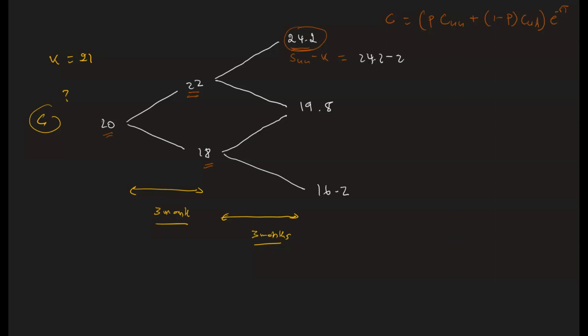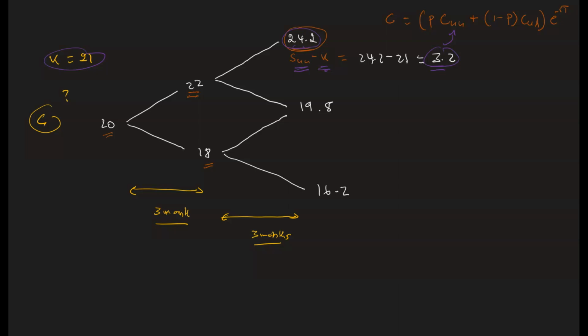24.2 minus 21. So our payoff here is essentially going to be equal to 3.2. I think that's what we have, right? 3.2. So our payoff here is going to be equal to 3.2, and the 3.2 really is just the stock up, which is this value here, minus the strike price, which is 21. So that's our call up, which is going to go there.